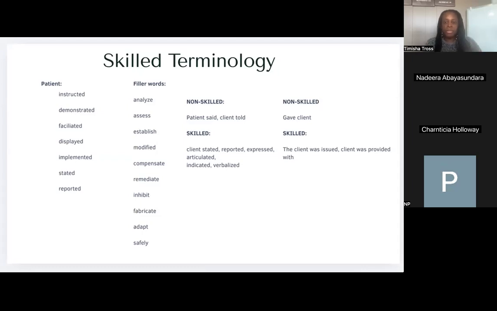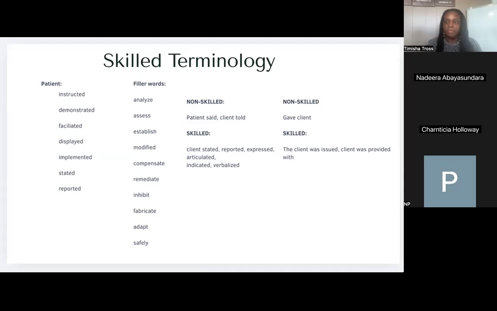Now, another example is, let's say, again, non-skilled is gave patient. We wouldn't say gave patient. The best way of writing that is saying the client was issued or client was provided with. Okay, so if you're giving, let's say, an adaptive equipment, you would document that as saying client provided with a reacher for lower body dressing, for example. Okay. Any questions with that? Pretty straightforward.